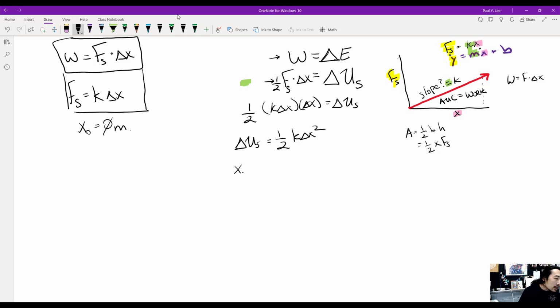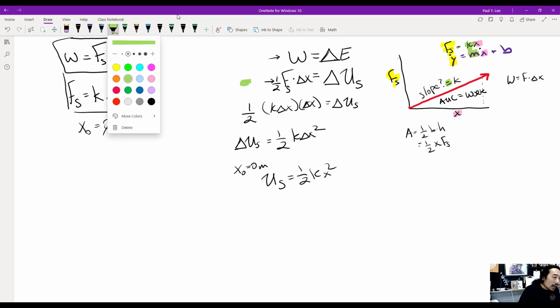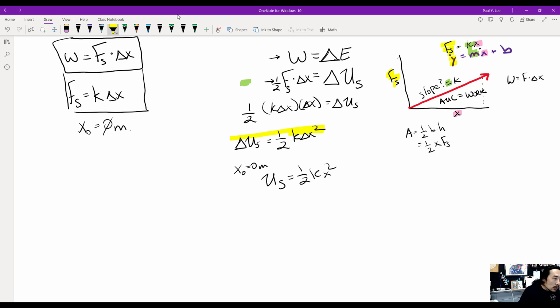But if your x initial is equal to 0 meters, this formula simply becomes spring potential energy is equal to 1/2 kx squared. The idea behind this formula is that when you give the spring energy, the energy is stored within the object itself, within the spring. Whereas before, with the U g formula, the energy is stored within the gravitational field.